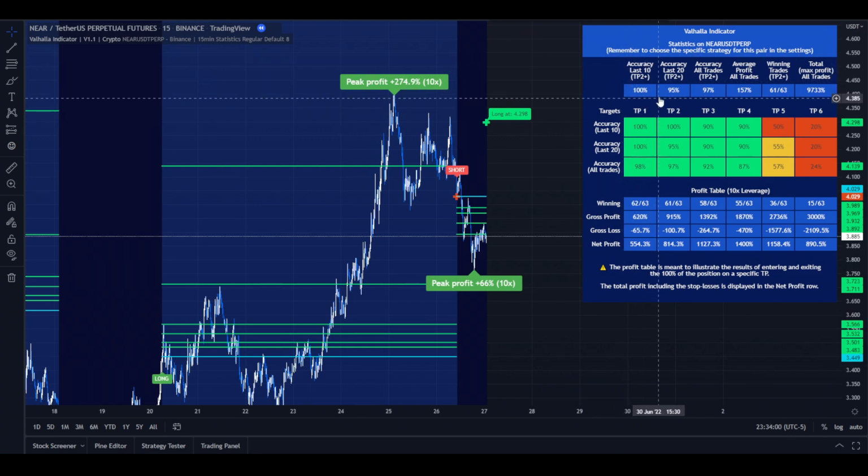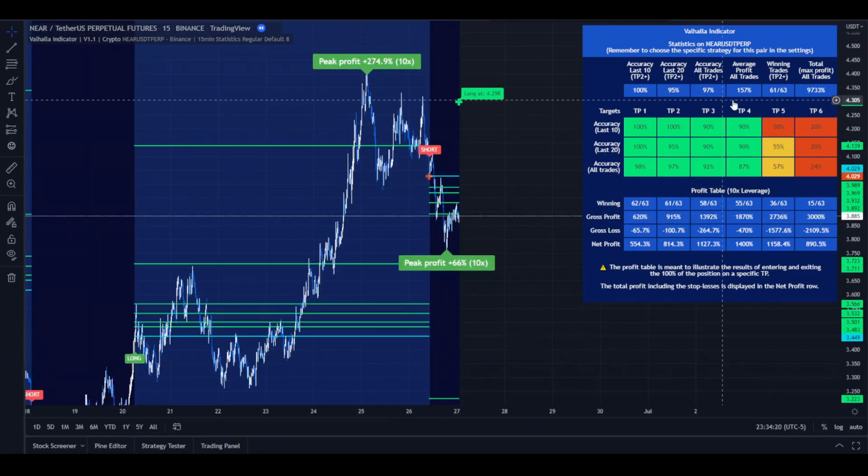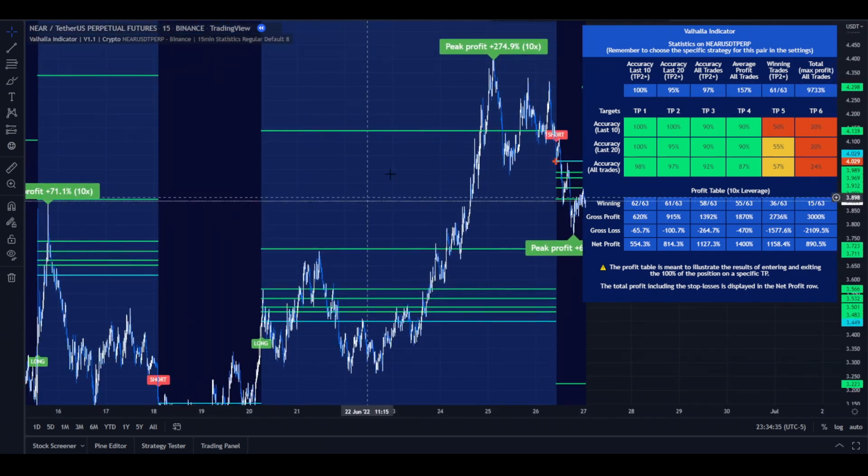At the top, you will find the accuracy percentage of the last 10 trades that reached a minimum of the take profit 2. The last 20, and all trades that reached take profit 2 or more. Right next to this will be the average profit of all the trades. Remember that this will be considering the default leverage set. Then will be the count of all trades that reached at least take profit 2. And at the end of this row will be the total max profit from all of the trades. This will be the sum of all the values from the peak profit labels.